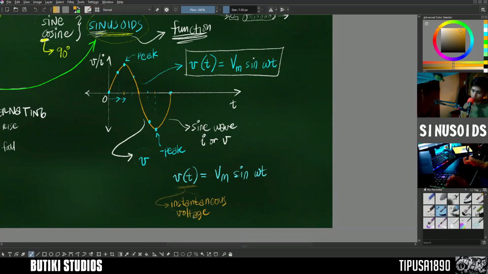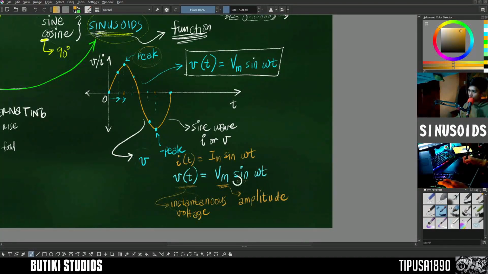Instantaneous value, instantaneous voltage, instantaneous current, if current. So kani siya basically, if current, i of t is equal to I sub m sin omega t. So this is for your current. So Vm, that is your peak value, but you call that your amplitude. So basically amplitude is just the maximum value or the peak value of your wave.